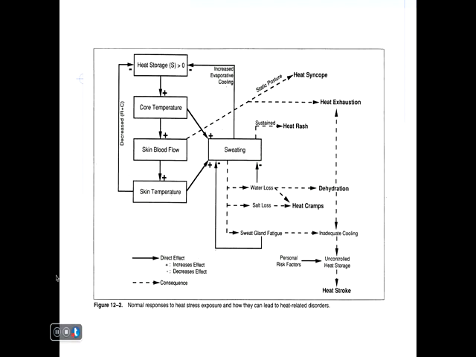And where you see uncontrolled heat storage, over to the left of that, it's personal risk factors. And this is where things like age, acclimatization, drug and alcohol use, physical conditioning come into play, that some people are simply going to be at higher risk than others for this condition of uncontrollable heat storage. And if not treated, this can lead to heat stroke and a potentially serious medical condition.